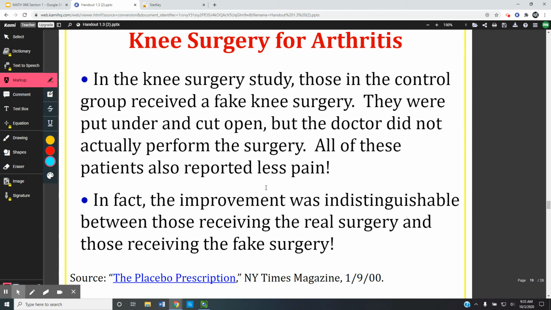Right here, it says in the knee surgery study, in the control group, they were put under and cut open, but the doctor did not actually perform the surgery. All of these patients reported less pain. So again, we need to have two different groups. Okay, and this was described back in 2000 in the New York Times.